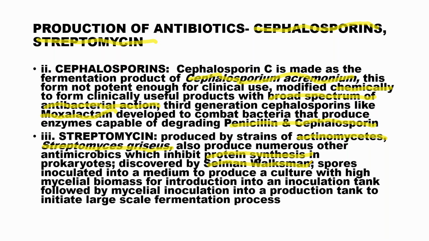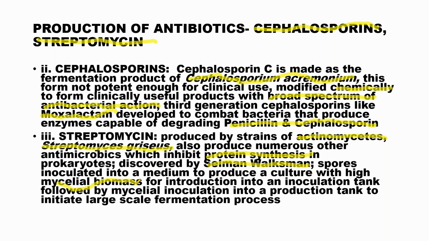Fine. Now, how are we going for the fermentation? First of all, similarly like our penicillin, here also spores. First of all, we are going for scaling up of the inoculum. Spores are first inoculated into a medium to produce a culture with high mycelial biomass or fungal biomass. That's why mycelia. Actually, we call actinomycetes filamentous bacteria. Sometimes we call it filamentous bacteria.